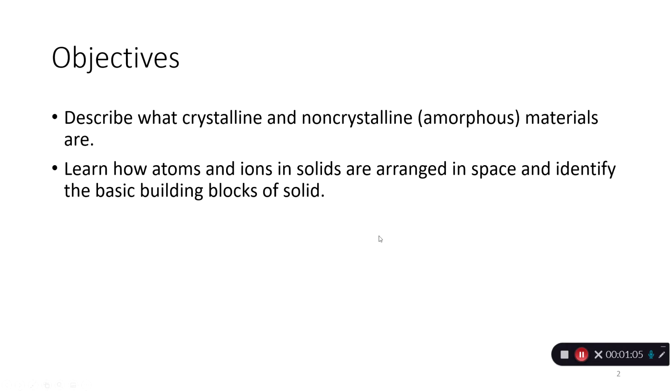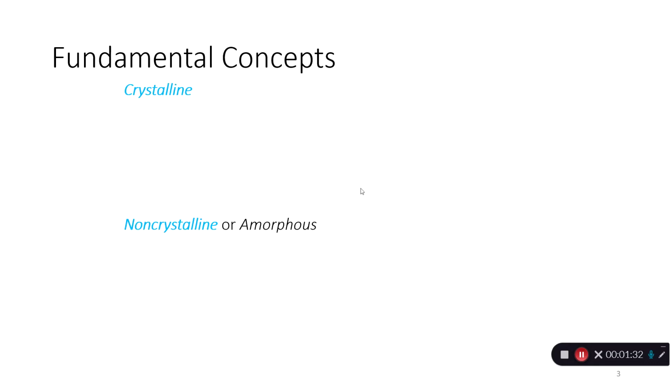The first objective here is to describe what crystalline and non-crystalline materials are. We're going to focus more on crystalline, and also learn how atoms and ions in solids are arranged in space. Literally, how are they arranged? We're going to identify the basic building blocks of solid materials. Let's look at some fundamental concepts first.